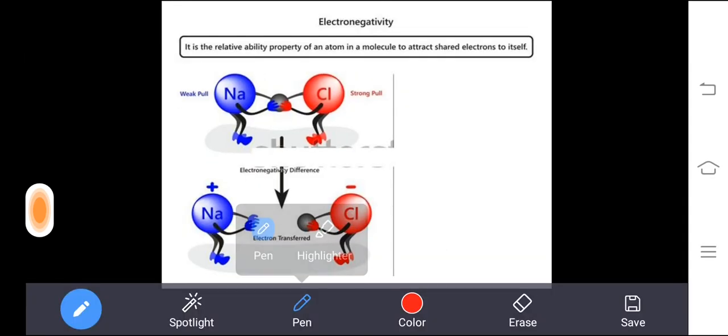Then another concept, another trend: electronegativity. What is the meaning of electronegativity? The tendency of an atom to attract the electron towards itself. For example, in a molecule, that is very important.